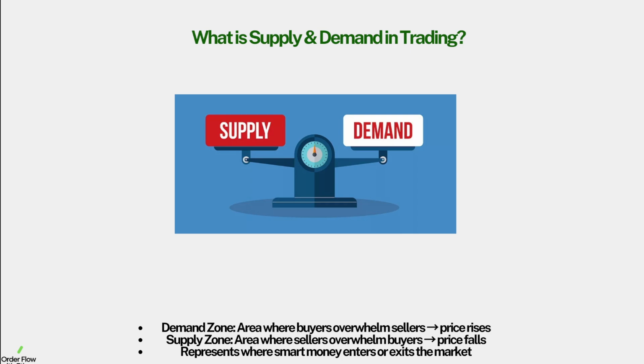Secondly, a supply zone is when we have more sellers than buyers, which means more people want to sell. They have more supply than demand, which immediately makes the price go down. When more people want to sell than buy, the market will go down eventually.